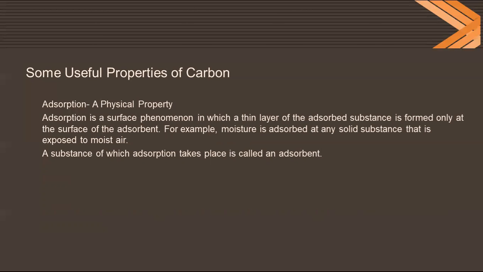For example, moisture is adsorbed at any solid surface that is exposed to moist air. The formation of a thin film of oil over the surface of water is another example of adsorption. So these are the two examples. First one is moisture is adsorbed at any solid surface that is exposed to moist air, and the formation of a thin film of oil over the surface of water is another example of adsorption.